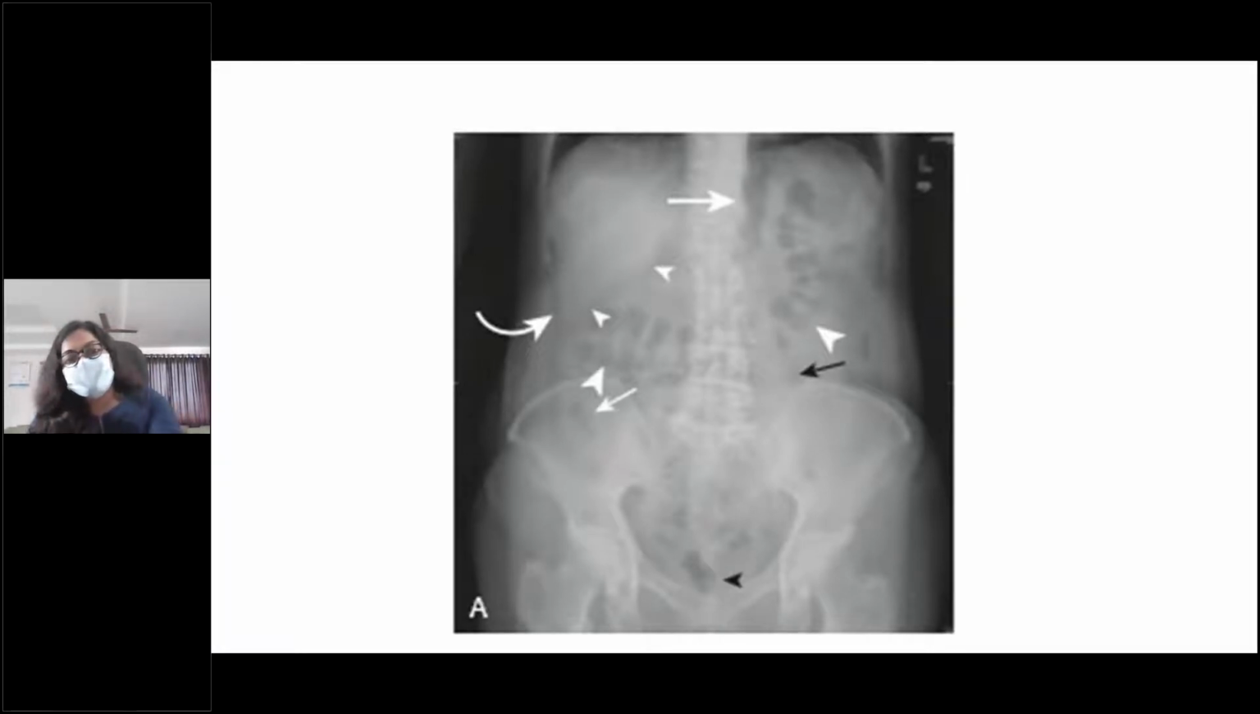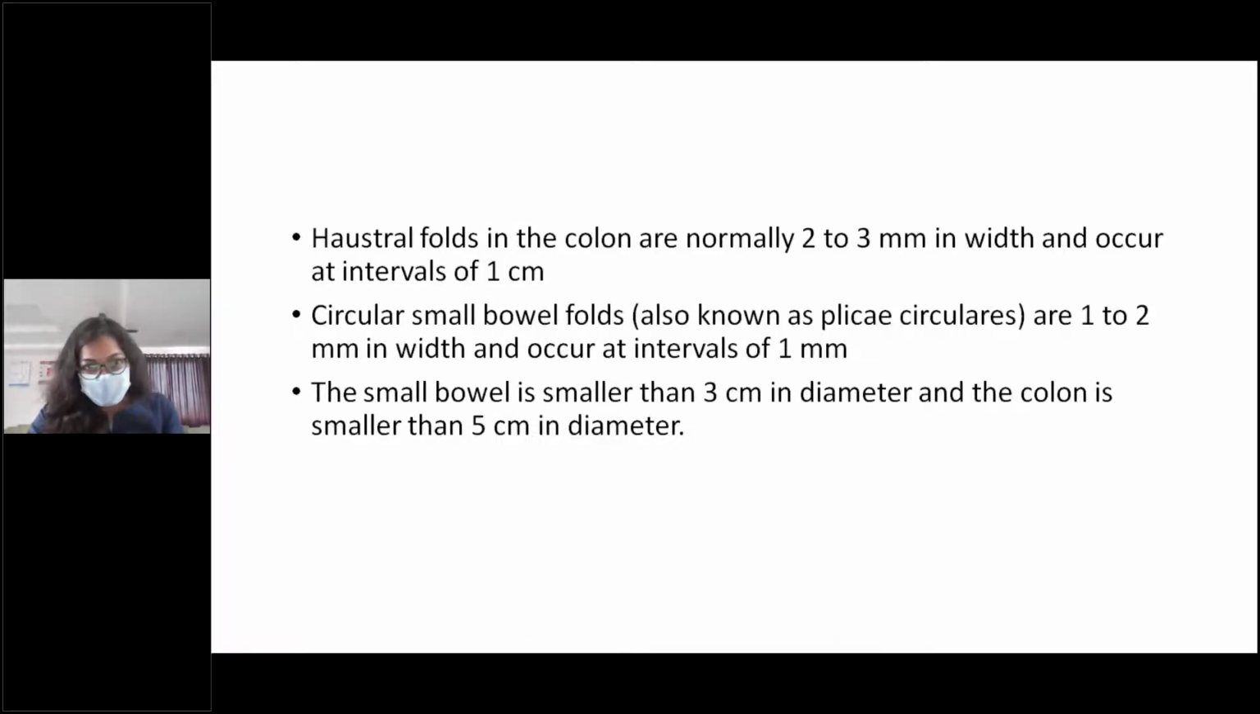This is the gas in the descending colon. Haustral folds in the colon are normally 2 to 3 mm in width and occur at intervals of 1 centimeter. Circular small bowel folds, known as plica semilunaris, are 1 to 2 mm in width and occur at intervals of 1 mm. The small bowel is smaller than 3 centimeters in diameter and the colon is smaller than 5 centimeters in diameter.